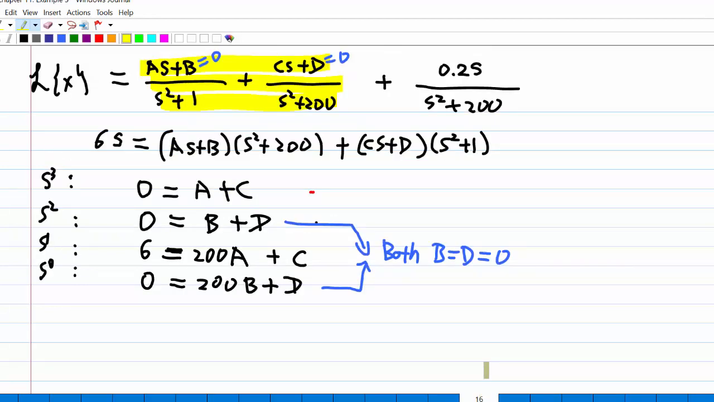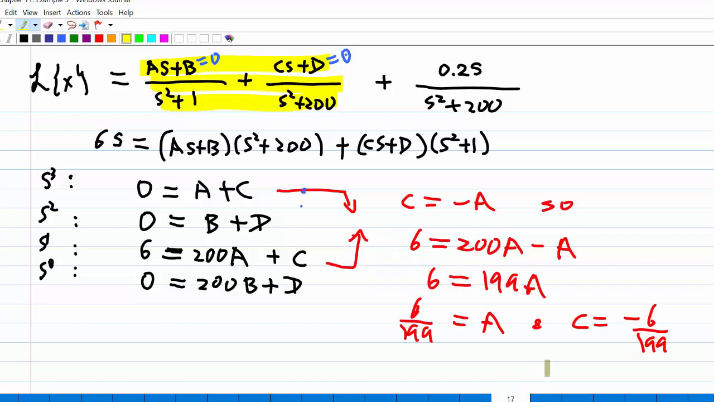Now, from these four equations, you look at the second equation and the fourth equation. Both of them, b plus d equals 0 and 200b plus d equals 0. This will give you both b and d equal to 0. So you actually have to solve the first and third equation only, which gives c equal to minus a from the first equation, then substitute into the third equation.